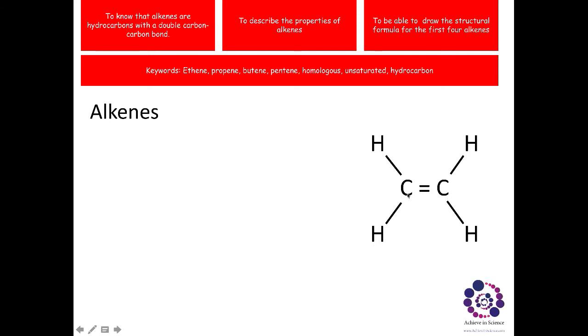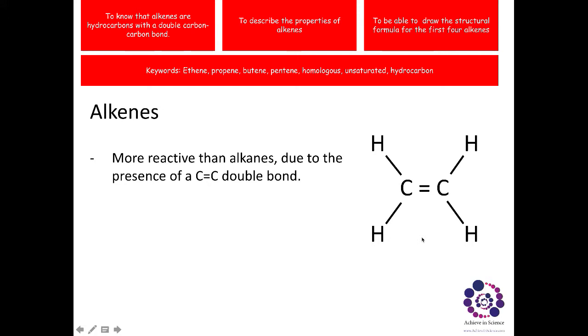Carbon always forms four bonds, and as you can see, it's formed one here with hydrogen, another here with another hydrogen, and two here with another carbon atom. This makes it an alkene. Now this double carbon-carbon bond is very, very important because this makes alkenes very reactive, much more reactive than alkanes, all due to the presence of the carbon-carbon double bond.